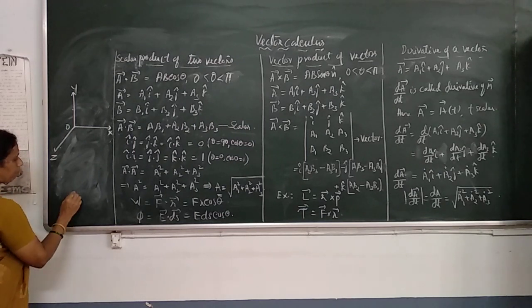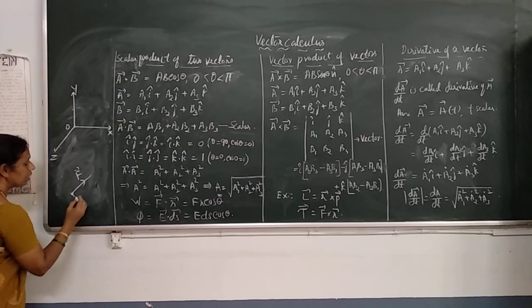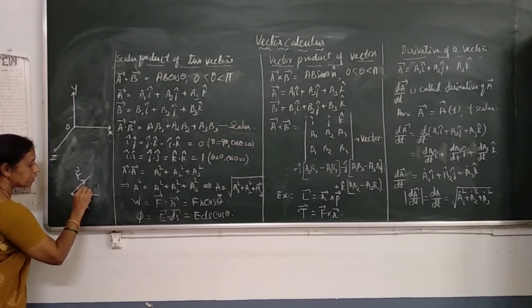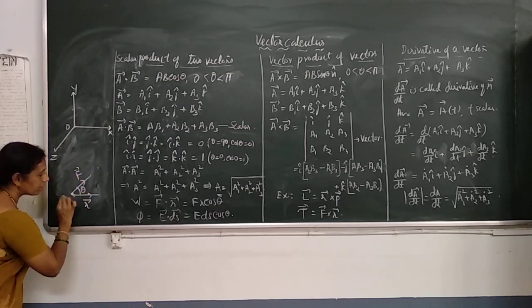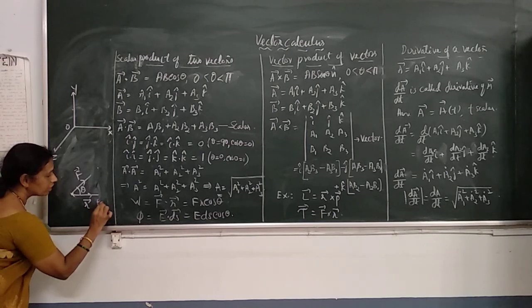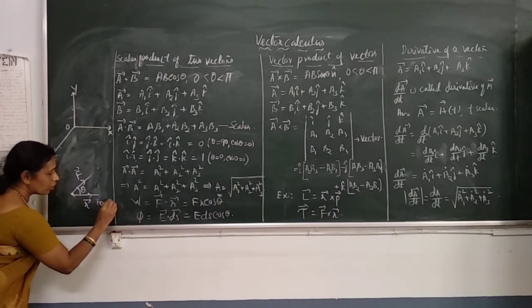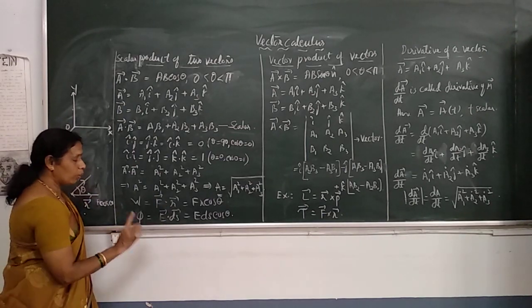Suppose a force is applied on the particle. The particle is here, the force is applied in this direction, say F. Suppose the particle gets displaced in this direction, making an angle theta. This is the direction of force. So the component of F vector along the direction is F cos theta, so work done is the product of F cos theta and R. Nothing but F vector dot R vector, always a scalar.